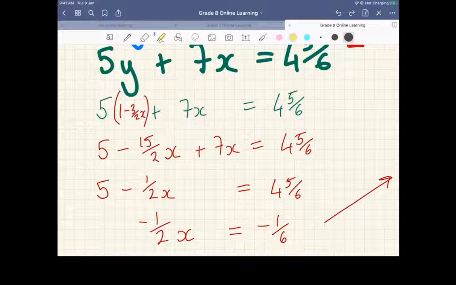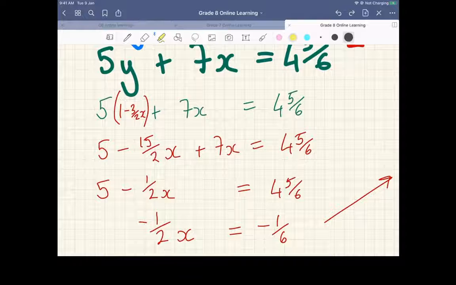We multiply the numerator, not the denominator. We can then tidy that up by saying, well, 15/2 plus 7, 7 of course being 14 divided by 2, leaves us with just -1/2, which already is looking a lot tidier. Once we get to that point, we can subtract the 5 from both sides, leaving us with -1/6. And then -1/2x is -1/6.